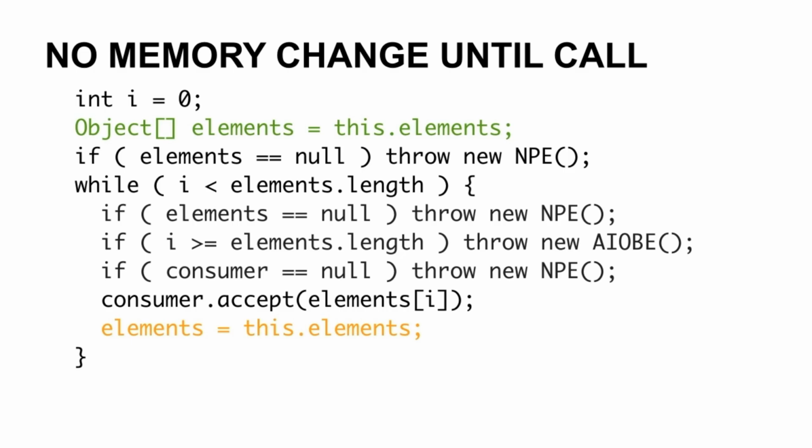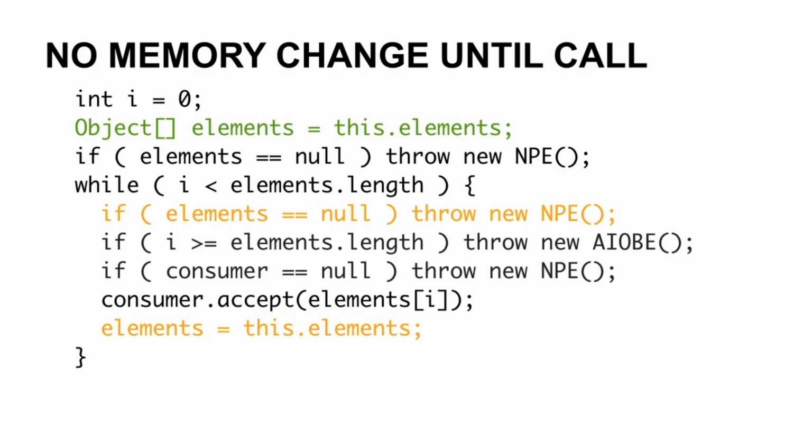So we can load elements once and reuse it for many of these lines. We can see if elements is equal to null, throw a new null pointer exception, and we can reuse that for the length check, the elements check again, and the next length check. And of course, this allows us to get rid of a null check because we've now seen that this local variable isn't null, or we've already thrown a null pointer exception. So inside of the loop, we can get rid of the throwing of the null pointer exception.